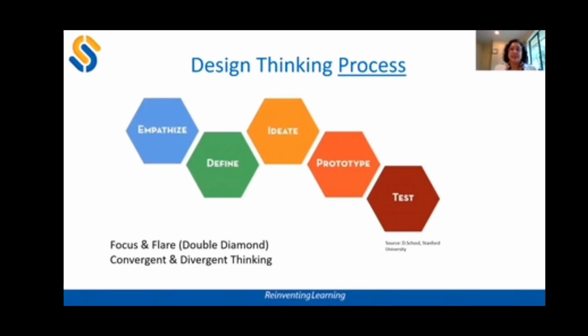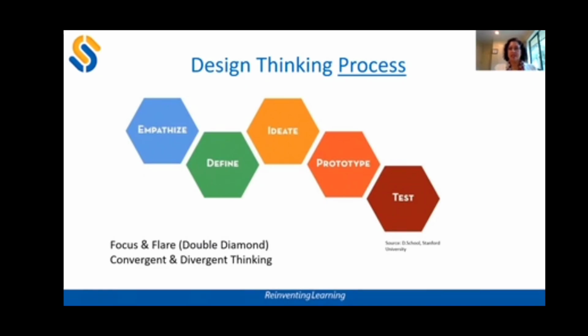Now, what is the design thinking process? It's got 5 major stages: empathize, define, ideate, prototype, and test. If you do a Google search, you'll come up with very similar diagrams. And this is from the design school at Stanford University. And there are lots and lots of variations to this process. Sometimes just the terms might be slightly different. Empathize might be called discovery stage or research. So don't get confused by the terminology.